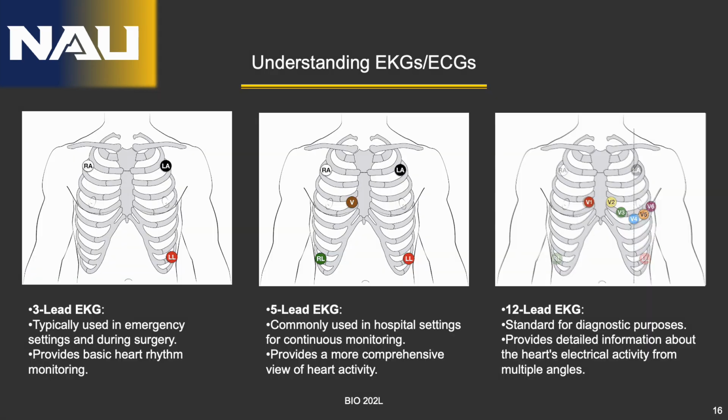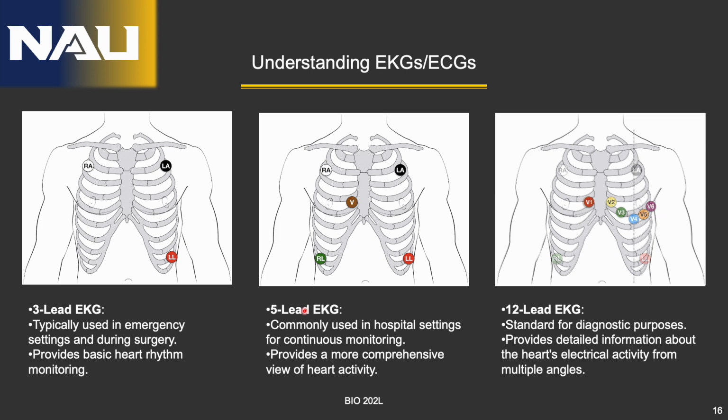There are many different kinds of EKGs, but the most popular are a 3-lead EKG, a 5-lead, and a 12-lead. These are used in various settings to monitor heart activity. These leads provide different perspectives of the heart's electrical activity and are used based on the clinical situation. There are 3 main types of EKGs, so 3 on the left, 5 in the middle, and 12 on the right. The 3-lead EKG is typically used in emergency settings and for surgeries for basic heart rhythm monitoring. And this is something we will do in class.